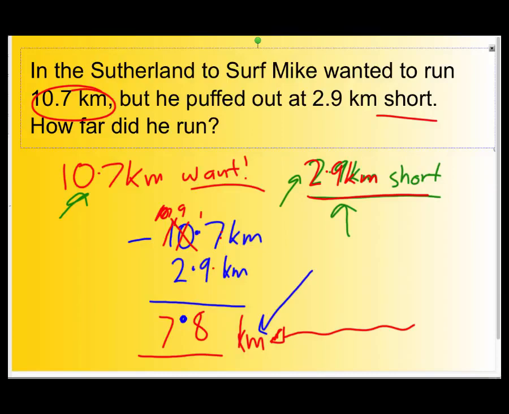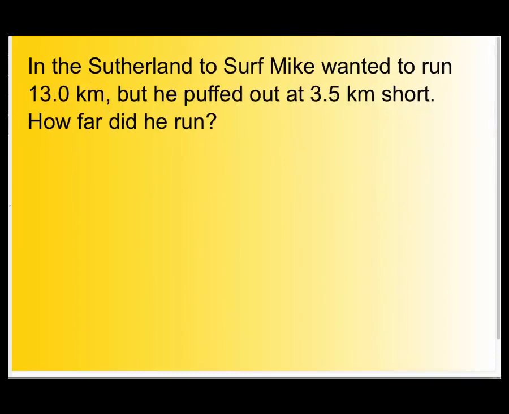Okay? Now, let's have a look at one that's just like it. I want you to have a go at it. In the Sutherland to Surf, Mike wanted to run 13.0 kilometres, but he puffed out at 3.5 km short. How far did he run? It's just like the other one. Have a go, pause me, and then let's see how you go.